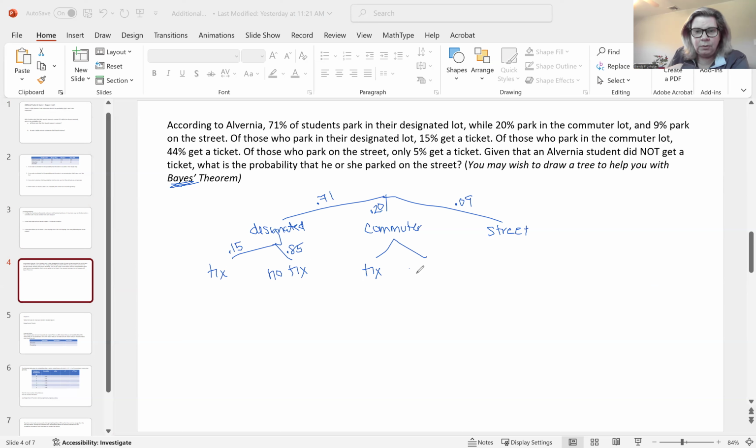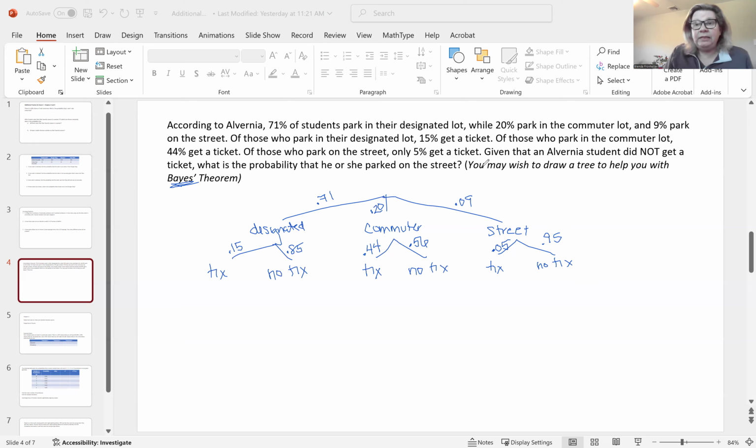Okay, commuter. Of those who park in the commuter lot, 44% get a ticket. That means 1 minus 44, 56% do not. And for the street parking, 5% get a ticket, which means 95% do not. Okay, so that's your tree diagram.